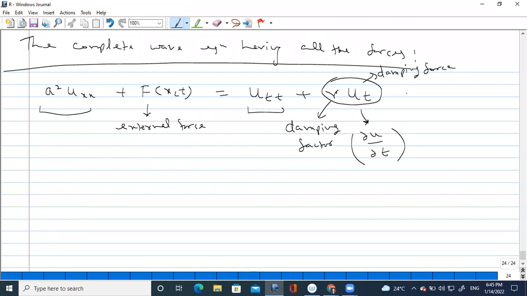And one more term we can add, restoring force. Restoring force will be just without any differentiation. It is positional. This depends upon position. Restoring force depends upon position. Damping force depends upon velocity. Okay. And external force depends upon acceleration. So we can write this. Here K is the restoring factor.